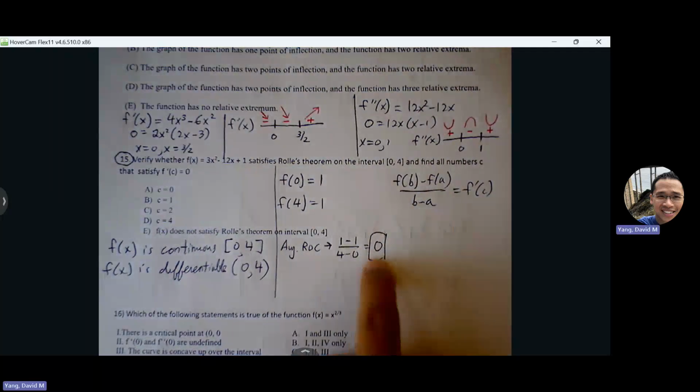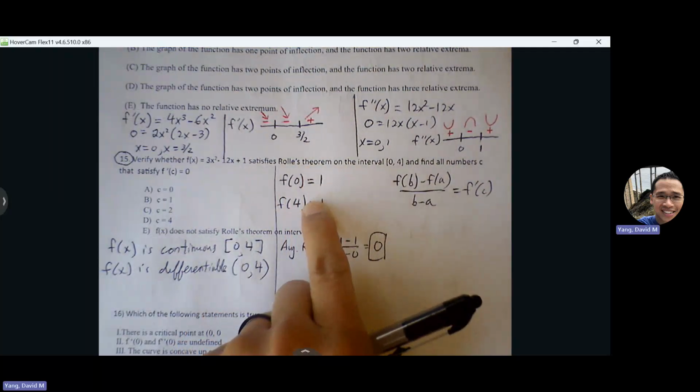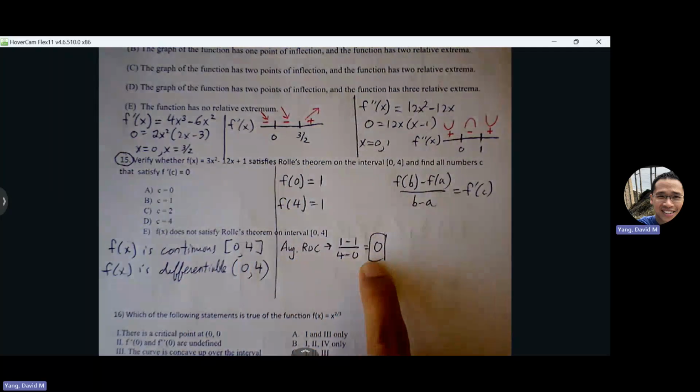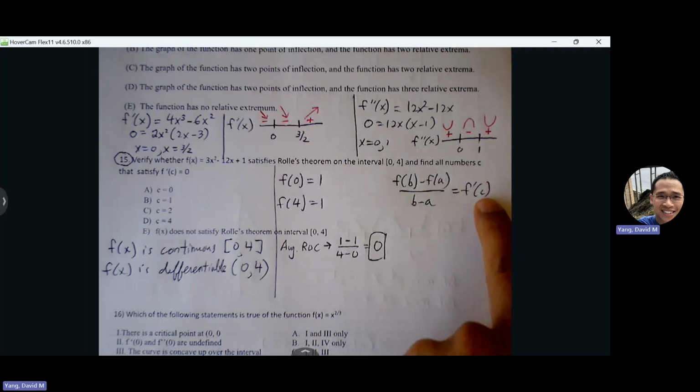So I confirmed that my endpoints produce ordered pairs that will give me a slope of zero. So we can continue forward with Rolle's theorem. We know that our slope between endpoints is zero, so we're basically just going to ask the derivative to find that slope zero on the curve.